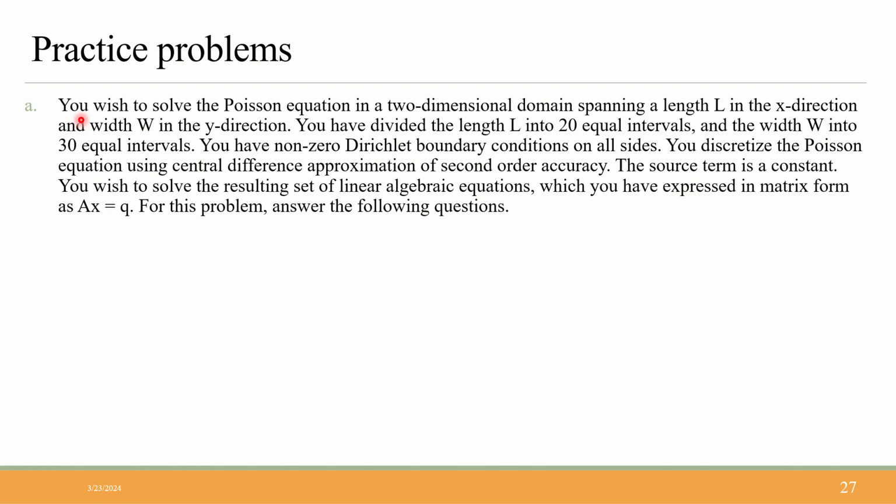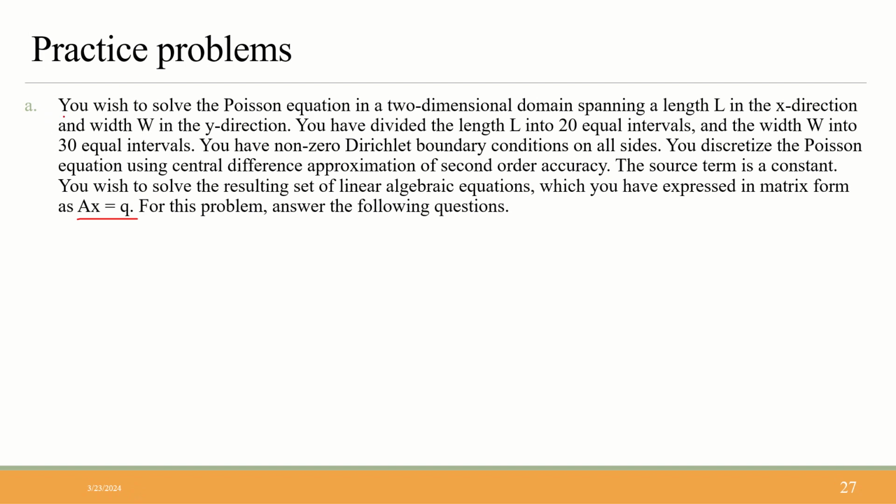So we have a case here. In that it is mentioned: you wish to solve the Poisson equation in a two-dimensional domain spanning a length L in the x direction and width W in the y direction. You have divided the length into 20 equal intervals and the width into 30 equal intervals. You have non-zero Dirichlet boundary condition on all sides. You discretize the equation using central difference approximation of second order accuracy. The source term is constant. You wish to solve the resulting set of linear algebraic equations which you have expressed in the form Ax = q. For this problem, answer the following questions.